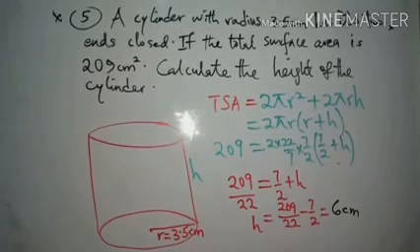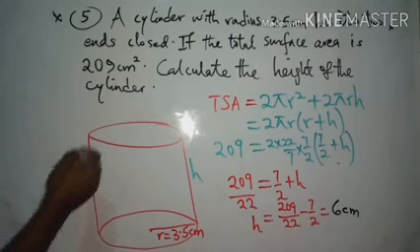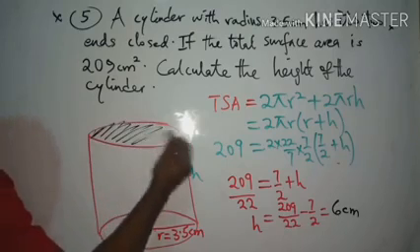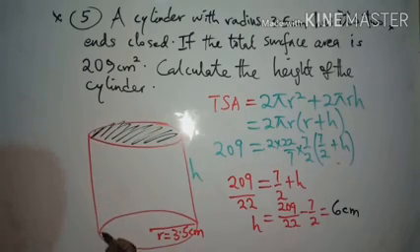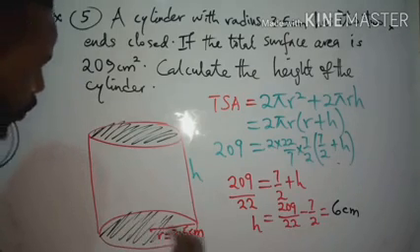Let's look at question number 5. It reads, a cylinder with radius 3.5 centimeters has its 2 ends closed. That means this end is closed, it's not open. That means I can find the area. This end too is closed. I can also find the area.